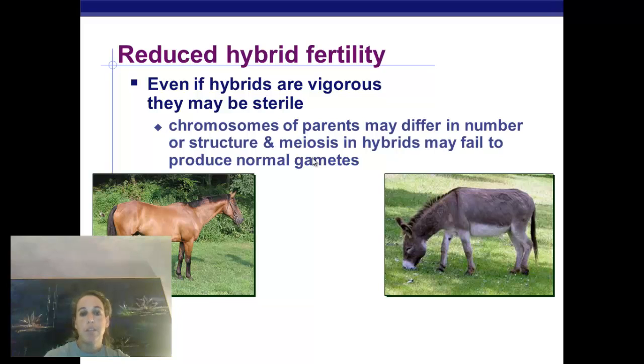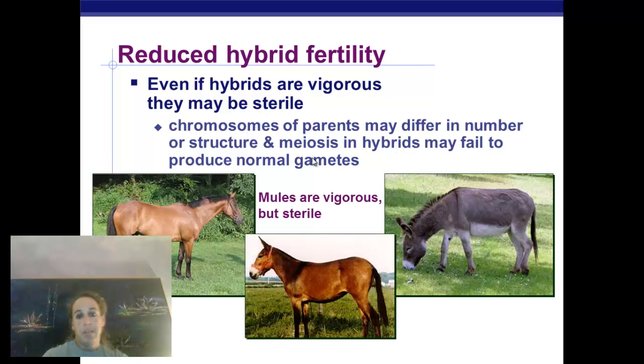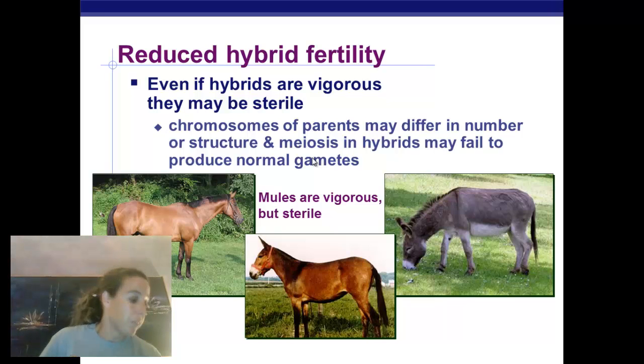So here we go. Here's the most common example that everybody knows of. You have a horse and you have a donkey come together to form a mule. So mules survive. They're used all the time for labor for people, but they're sterile. They can't have babies. The only way you get mules are horses and donkeys.